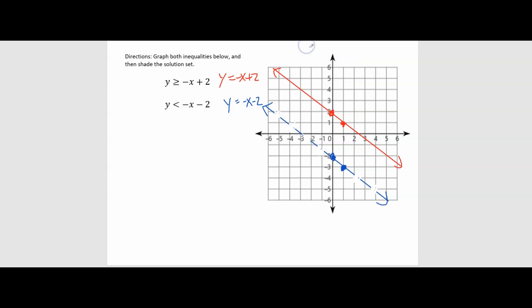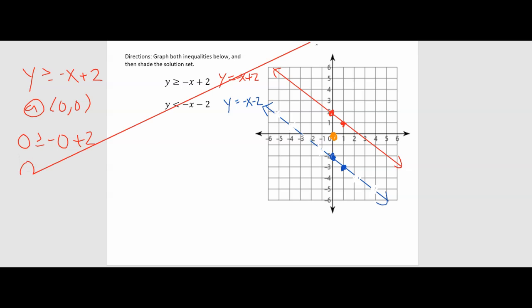Let's choose the test point 0, 0 for both. I like choosing 0, 0 because it's very easy to test. So let's do the red one first. I get 0 is greater than or equal to 2, which is false, right? That is not true. So I'm going to shade this side.